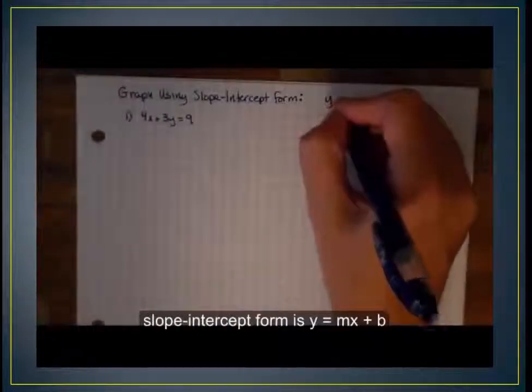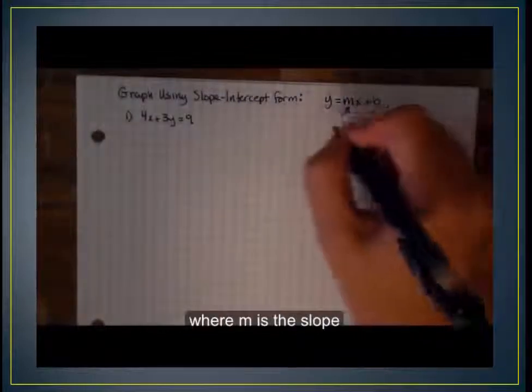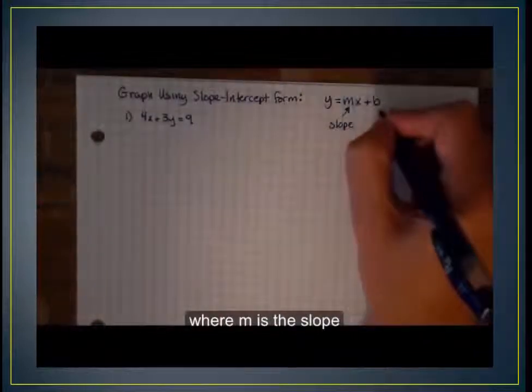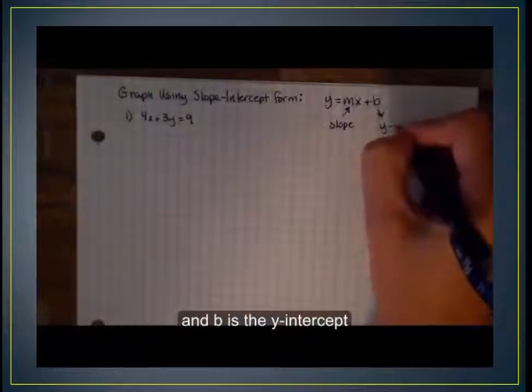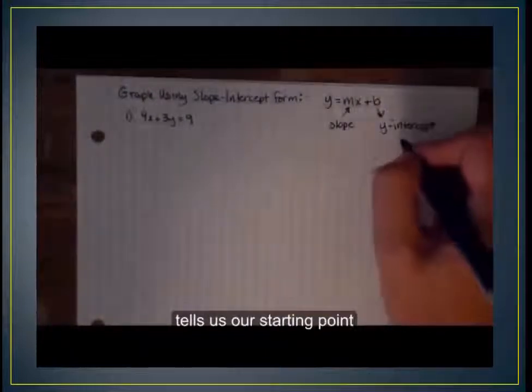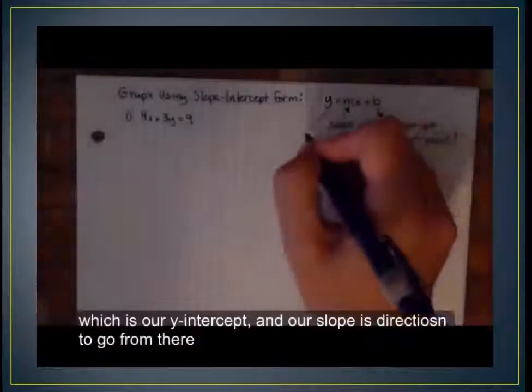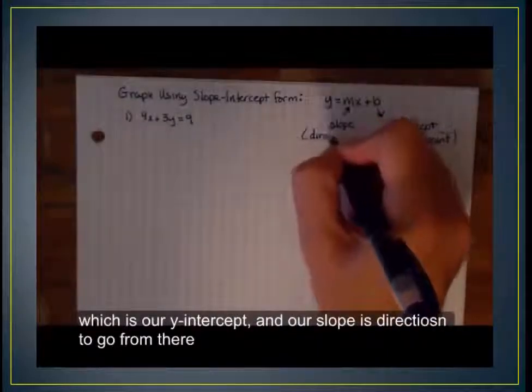Slope-intercept form is y equals mx plus b, where m is the slope and b is the y-intercept. And this form of the equation tells us our starting point, which is our y-intercept, and then our slope is directions to go from there.